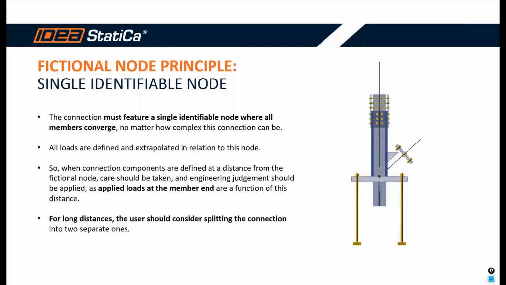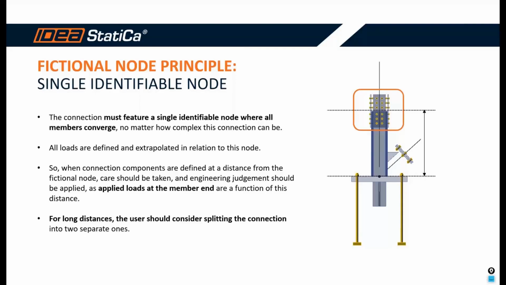So in IDEA StatiCa, there is one basic assumption that the connection must feature a single identifiable node where all members converge, no matter how complex this connection can be. This is true for our connection, but you have to understand that all loads are defined and extrapolated in relation to this node. So when connection components are defined at a distance from the fictional node, and we mean the lap splice, care should be taken and engineering judgment should be applied, as the applied loads at the member end are a function of this distance, like I demonstrated in member stub 2.